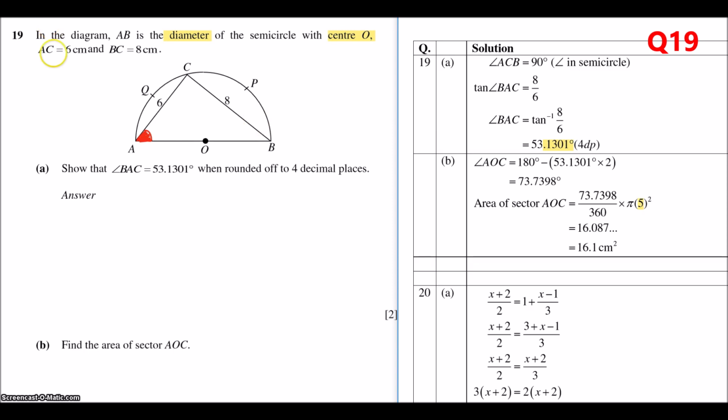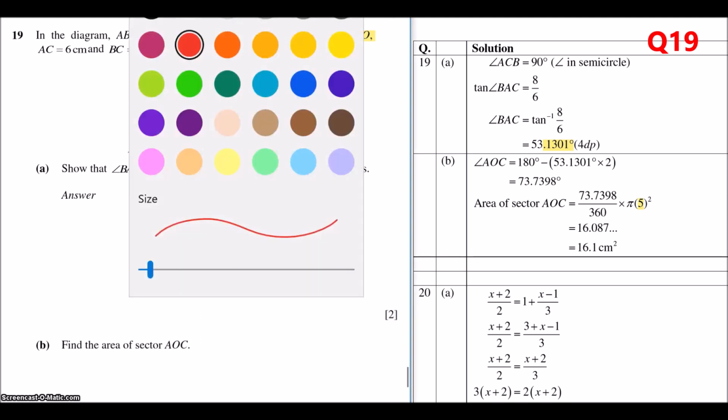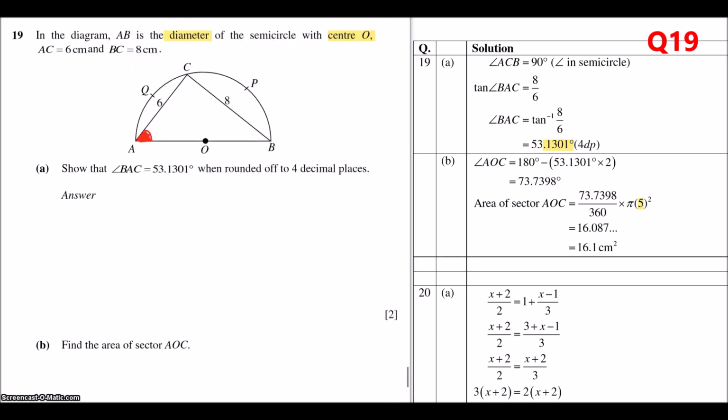Alright. Hello everyone, so this is question 19. Let's read the question. In the diagram, AB is the diameter of the circle, and the circle has a center O. Once you read this, the immediate reaction should be that this is a right angle, because this is angles in a semicircle. Of course, they want BAC, so it's this one. Once you see a right angle triangle, you know this is most likely to be tangent.